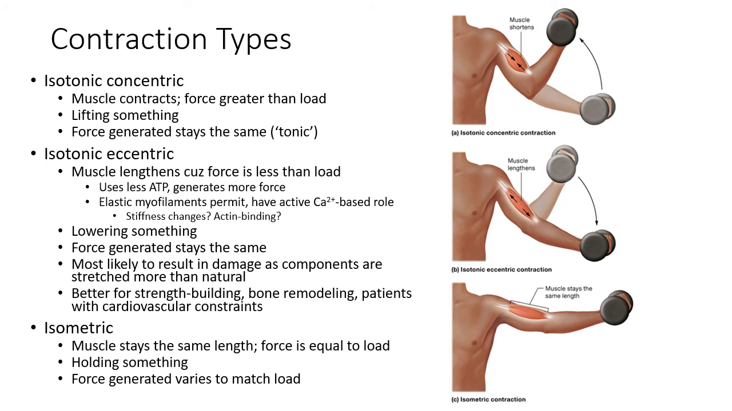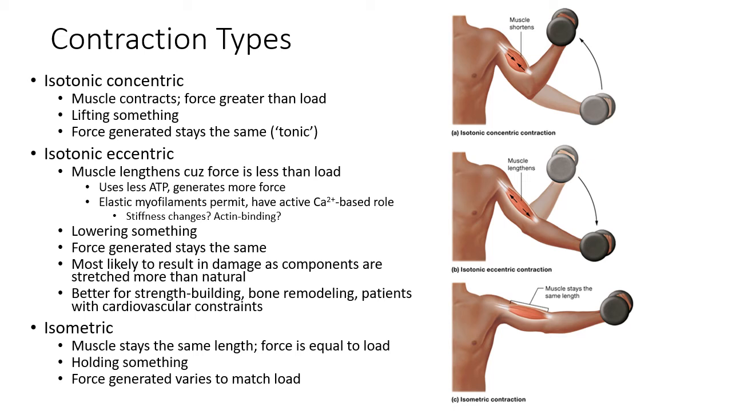And you've got 3 basic types of contraction: isotonic concentric contractions, isotonic eccentric contractions, and isometric contractions. The isotonic concentric contraction is the basic type of muscle contraction that you're used to.